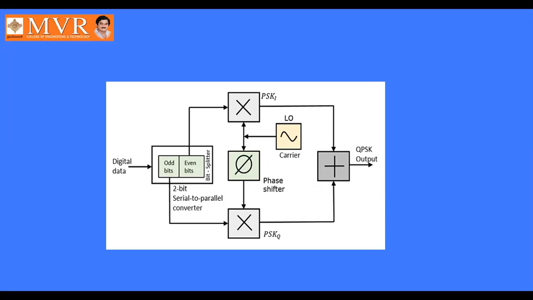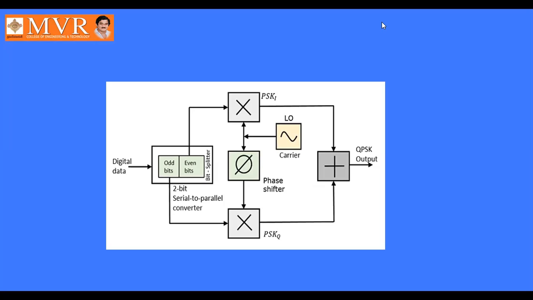even number of bits and odd number of bits. That can be done by using a bit splitter. When you give the input symbols like zeros and ones, the bit splitter divides them into even number of bits and odd number of bits. The even number of bits go to phase shifter I and the odd number of bits go to phase shifter Q.